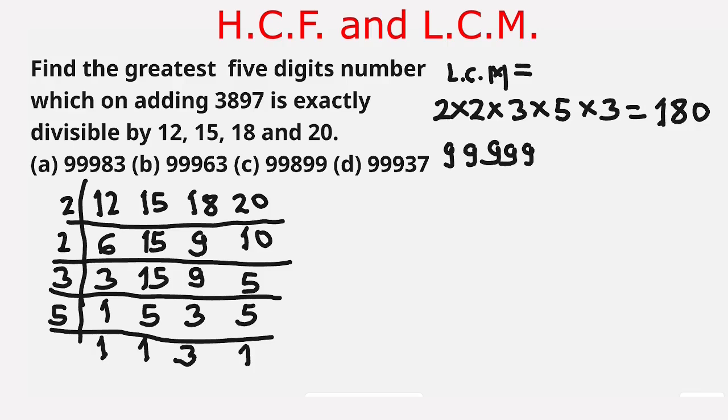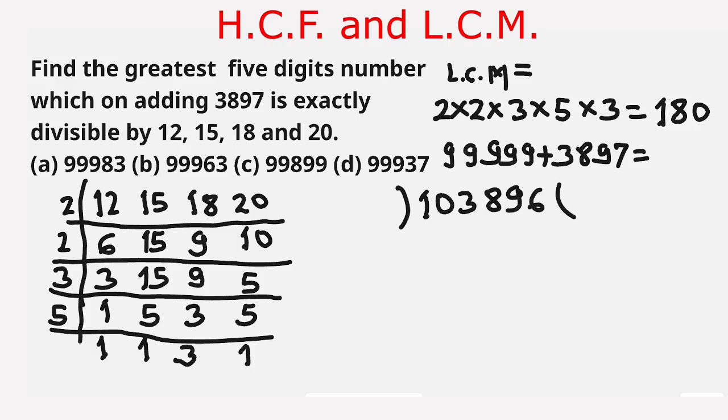The largest 5-digit number is 99,999, plus the given number which is to be added to this is 3,897. The sum of 99,999 plus 3,897 is 103,896. Now we divide this number by 180.